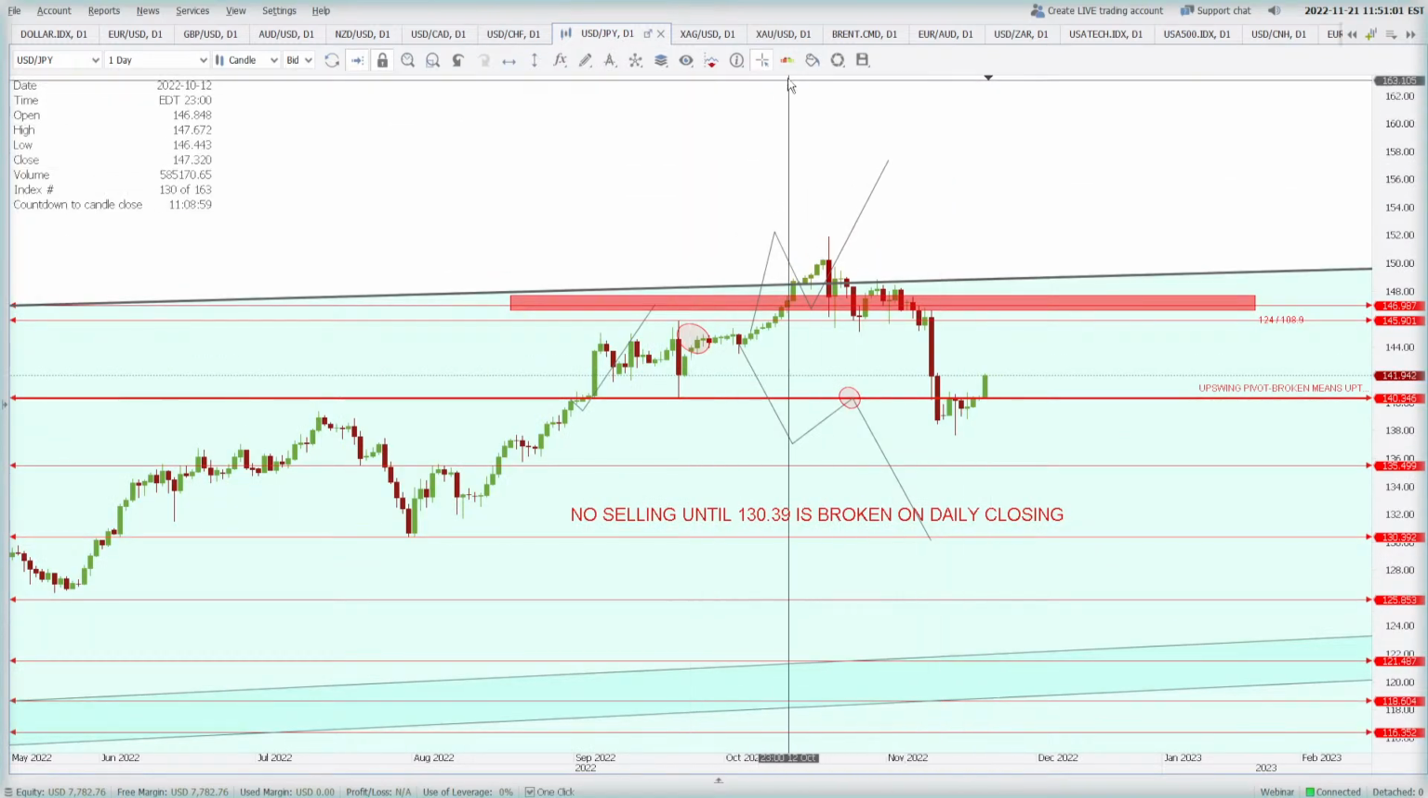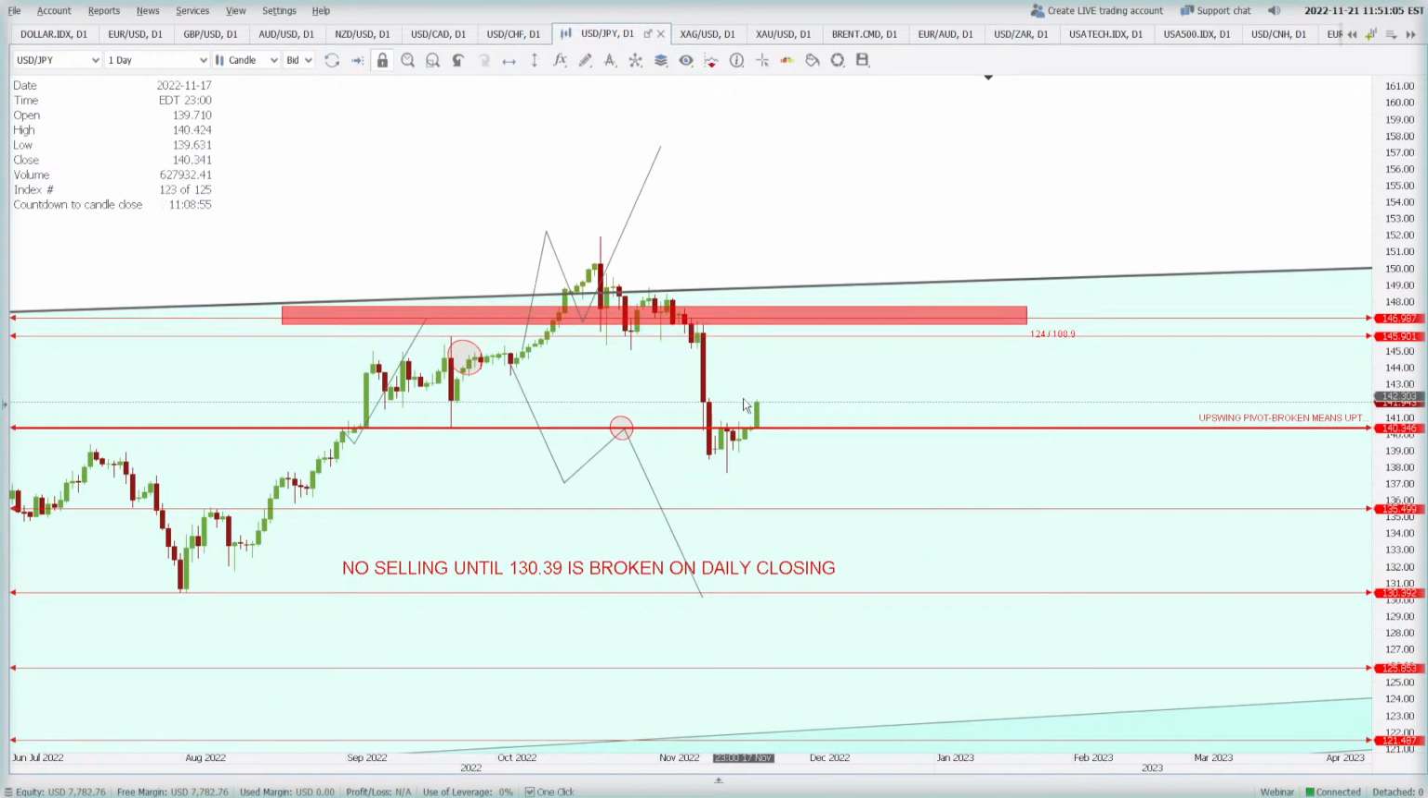For USD JPY, we don't have much support, and we don't have much resistance either. But yes, the immediate support is at around 140.34. This is the intraday move that has happened today. This was an ascending channel forming on the resistance. The resistance got broken. Now the next resistance is at 145.90. In between, I don't see any resistance.